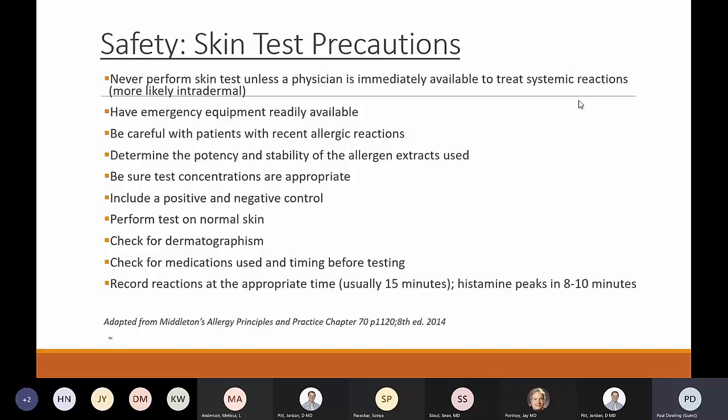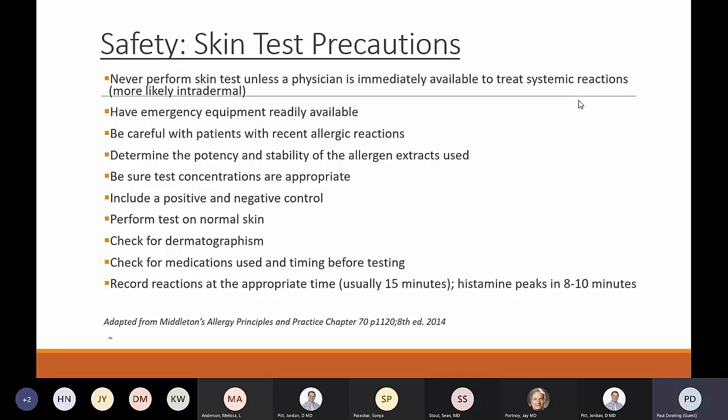So don't become complacent just because you're doing kind of standard skin testing. Always be alert that something could go wrong. Never perform skin tests unless the physician is immediately available to treat systemic reactions. Again, this is more likely with intradermal. Have emergency equipment always available. Be careful with patients with recent allergic reactions.